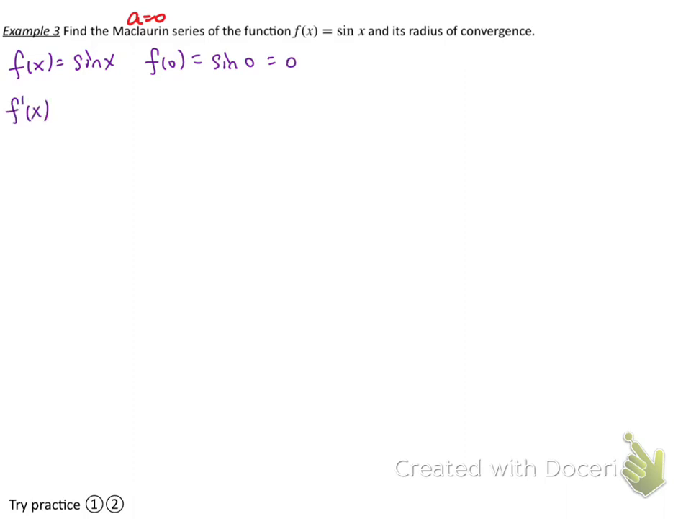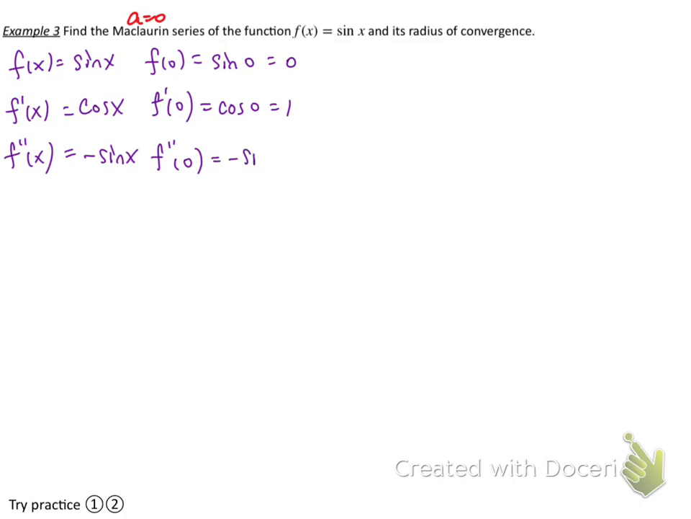Then taking the derivative, sine becomes cosine. So the derivative of f at 0 would be cosine 0, and that's 1. Now the second derivative, you are taking the derivative of cosine x, which will be negative sine x. So the second derivative at 0 will be negative sine 0, which is still 0. Now the third, you are taking one more derivative. You bring down the negative sign, that gives you cosine. So the third derivative will be negative cosine 0, which is negative 1.